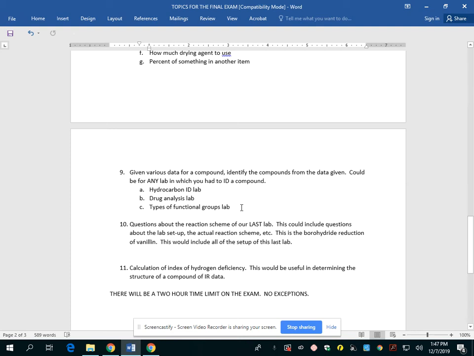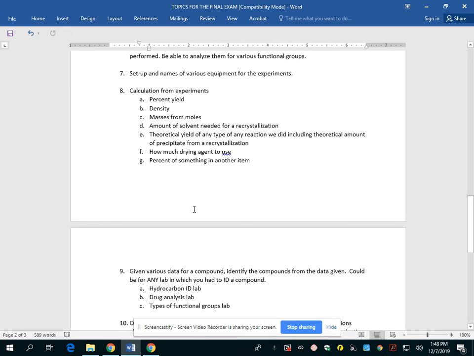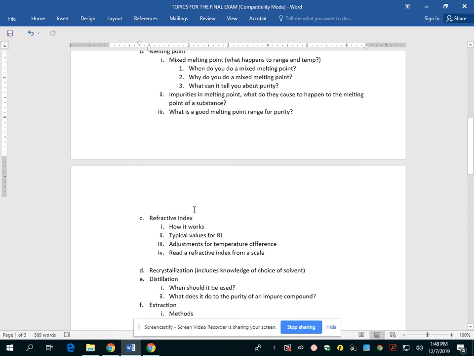I might mix results from a spectrum with some tests that you did. Like, oh, I did a DNPH test and got a positive result. And also, I saw a peak at 1714. What might that mean? So, I might combine two of those things together to elicit a response based upon that.